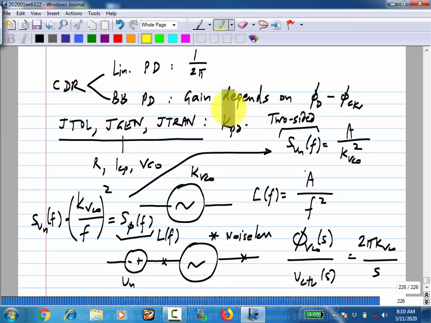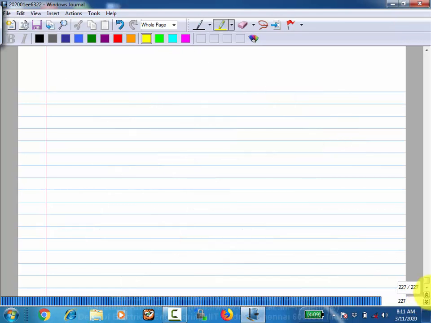So all of these things can be calculated for the bang-bang phase detector also, with the appropriate KPD. Okay. Now we will discuss something else which is specific to the bang-bang phase detector. Before we go there, any questions on any aspect of the CDR we have discussed so far?